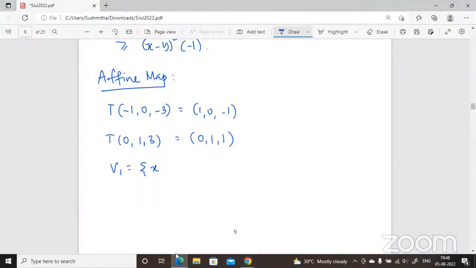Okay, let's generate it from the basis then. Even V1 is alpha times -1 0 -3 plus beta times 0 1 3. So this is minus alpha. I think it is x plus y minus 3z is equal to 0, right? This can be written as plus plus. So whatever is the value of z, that is 3 times the value of x. Right. This is correct, right?